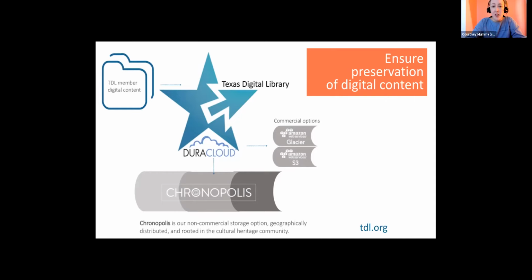This diagram describes how TDL's digital preservation storage works. You see here we have our own TDL hosted installation of DuraCloud, an open source software application suite led by Lyrasis. DuraCloud serves as the ingest point and the dashboard for users to manage any combination of storage options for their content. Currently, those options are Amazon S3 and Glacier, as well as Chronopolis, which is a non-commercial digital preservation storage option, geographically distributed and rooted in the cultural heritage community.